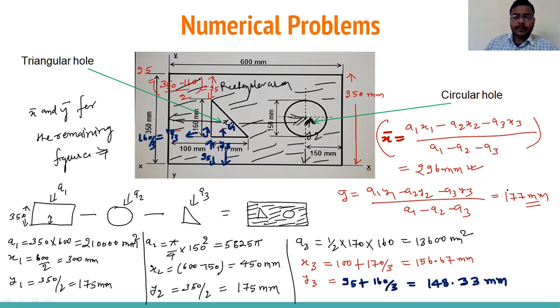For this, we have to take A1 as the bigger, larger section, and then you have to look at A2 and A3. Which areas are missing, like what kind of holes are there? In the question, a circular hole and a triangular hole are mentioned. So we have to calculate the area for those also, and then find X2, Y2 and X3, Y3 for them. Okay.